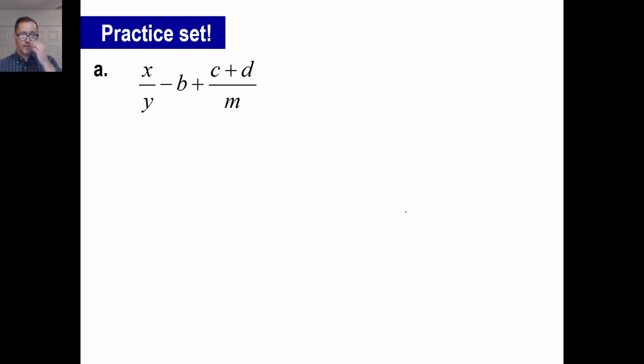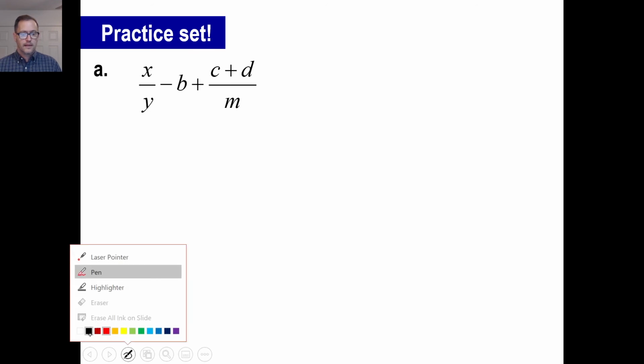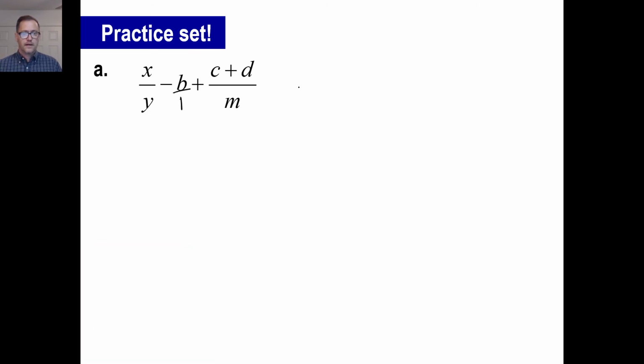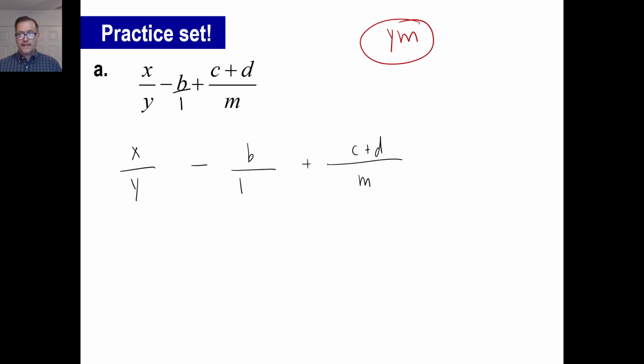Okay. So copy down A, and we'll do that one. Okay. Here is A, and let me go ahead and just write this over a 1. Okay. Now our common denominator is going to be ym, right? Okay, so I'm just going to write these over again. X over y minus b over 1 plus c plus d over m. Okay, all right, and we know our common denominator is going to be ym. Y times 1 times m. Okay, that's what we need. Here, we don't have that. We just have the y. We need the m. Boom.